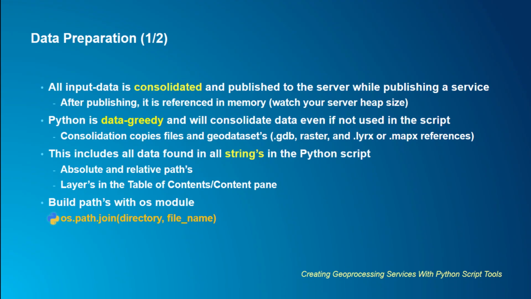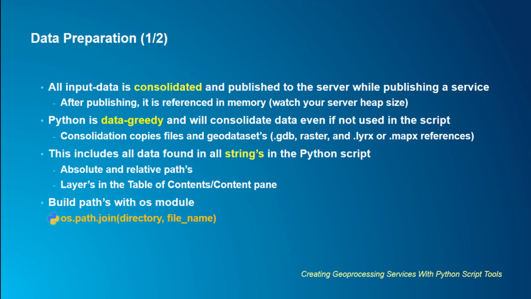So think of Python as being data greedy when it's publishing this stuff. Even if you are referring to a geodatabase that has, we'll say, hundreds of feature classes in it, but you only utilize one for the purpose of the script tool, the publishing process doesn't realize that. It's still going to go through and try to grab all the data inside that geodatabase to make sure everything runs smoothly, and then refers to it in memory, but makes the publishing process a lot slower, and also can be too large for the server to handle.